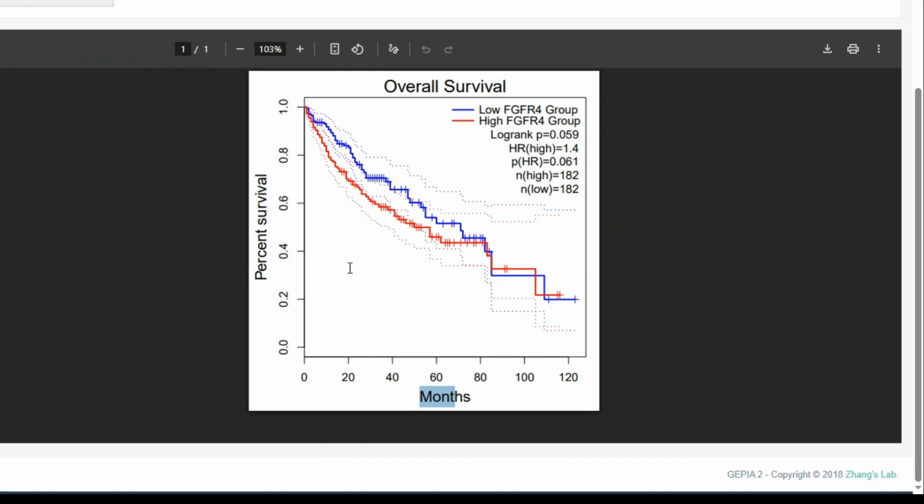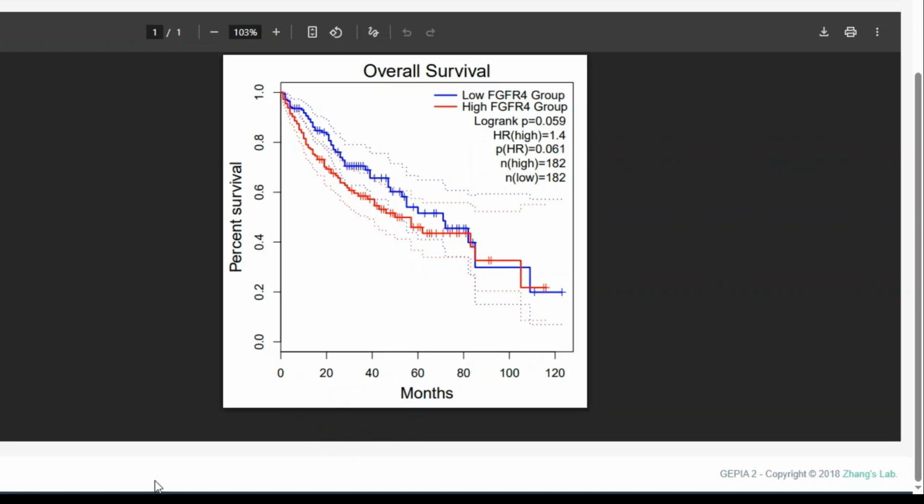So I think these are a couple of things. For example, if it is showing an HR of 1.4, it means there is a 1.4 times higher chance of having a risk in the high expression group compared to the low expression group.